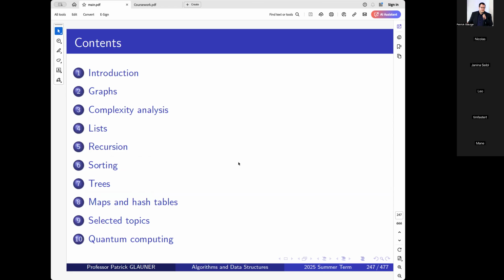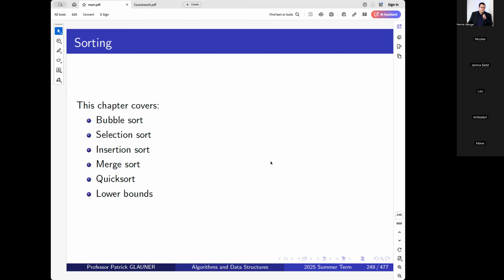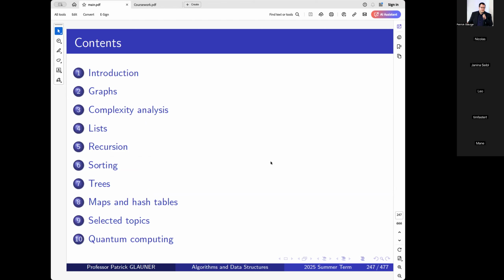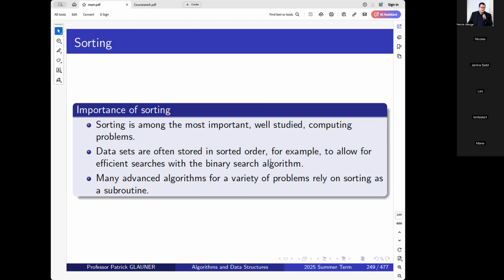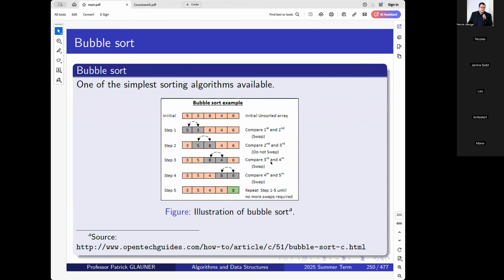For example, we will see trees. Trees can also help us to store data in a sorted way so we can search very efficiently in that data in a tree. It's something we will see in the next lecture. So sorting is quite important because we want to store data sorted so we can search in it super efficiently. And it's part of lots of other algorithms, by the way, and data structures.